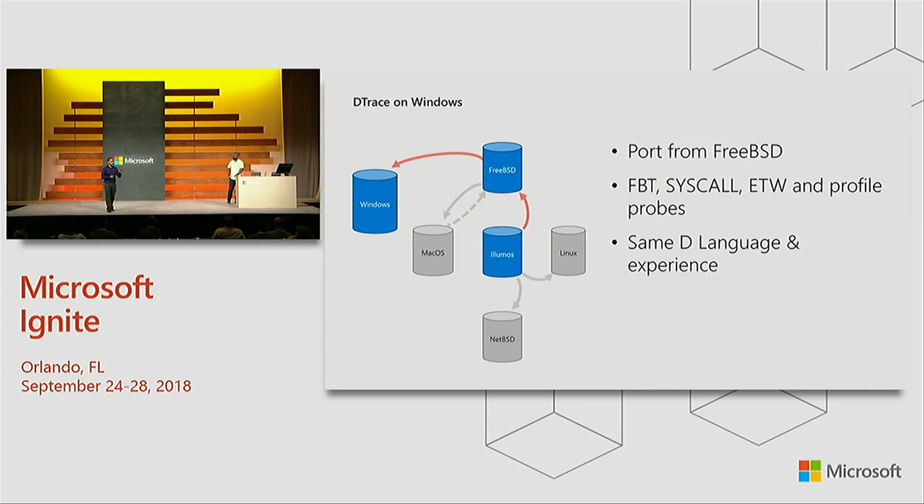The first one, FBT, is implemented through code patching, so we're actually able to dynamically instrument the code, like add code on the fly to the running system. Syscall and ETW take advantage of a new callback infrastructure, which I'll talk about in a second. And the key here is if you know dtrace or have used it somewhere before, it's the same D language and experience that we're providing.